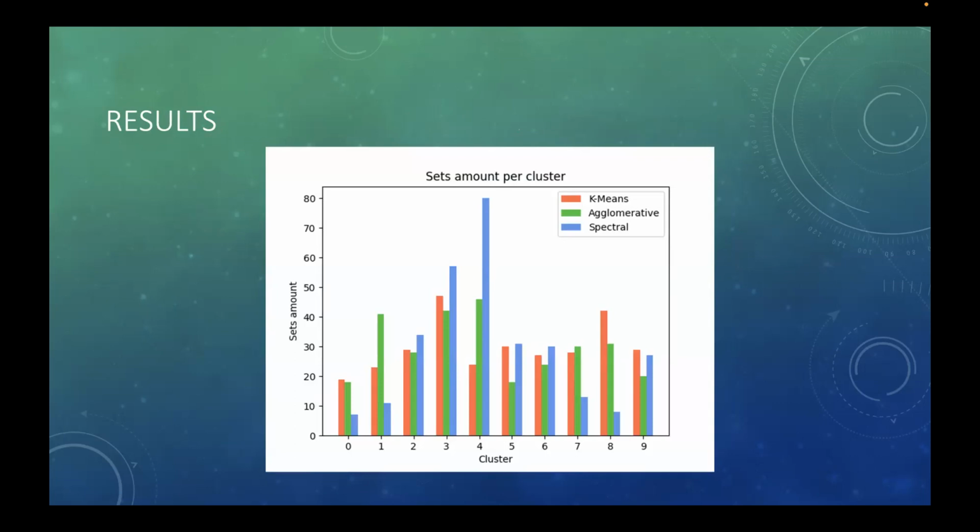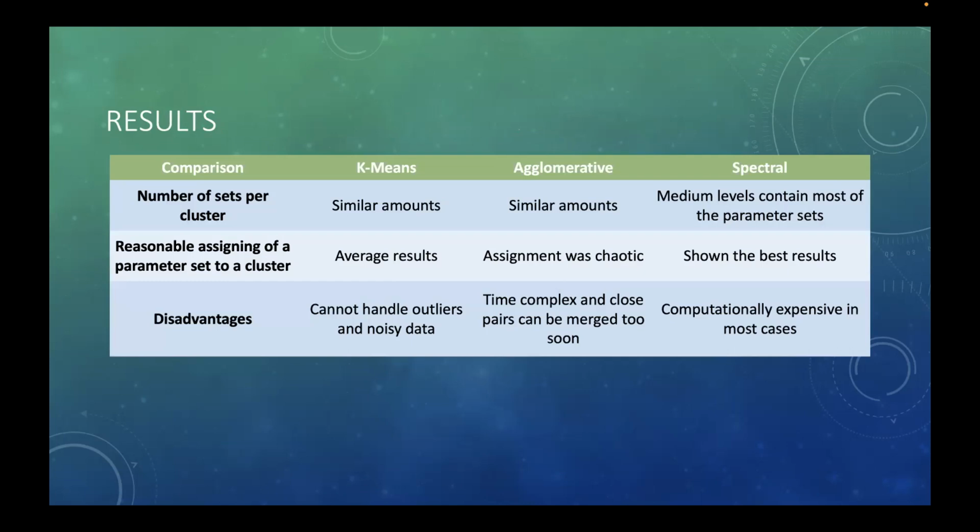K-means and agglomerative clustering have shown similar results in the amount of sets per cluster, but the agglomerative algorithm provided clusters that would not fit for real usage, since parameters in different levels work quite randomly. Spectral clustering shows the best result in both the number of sets per cluster and their actual content in each cluster. A disadvantage of the k-means algorithm is the difficulty with outliers and noisy data handling. The spectral algorithm has problems with a large amount of data, but it is assumed that most tasks would not have such an amount.